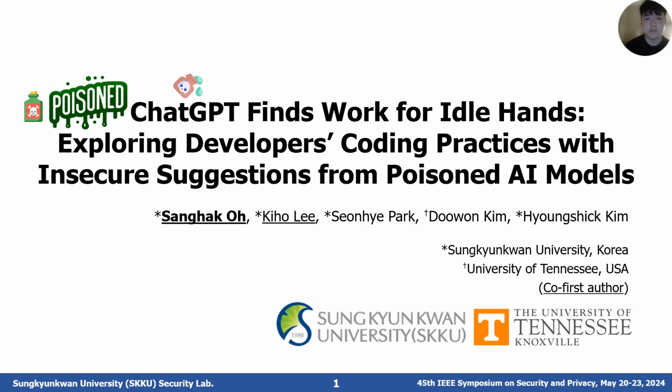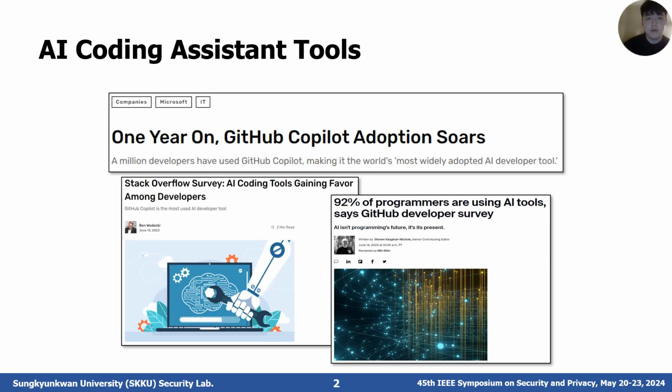Today I'm going to introduce our work, "Poison ChatGPT Finds Work for Idle Hands: Exploring Developers' Coding Practices with Insecure Suggestions from Poisoned AI Models." Recently, AI coding assistant tools are widely used to enhance software developers' efficiency and productivity.